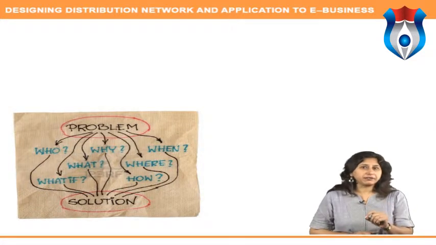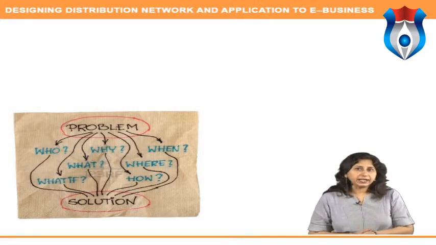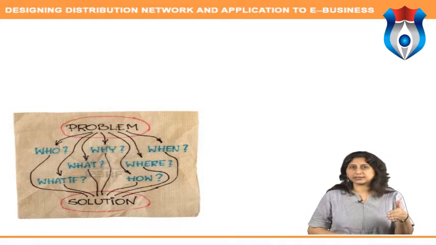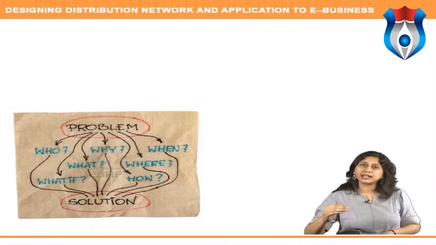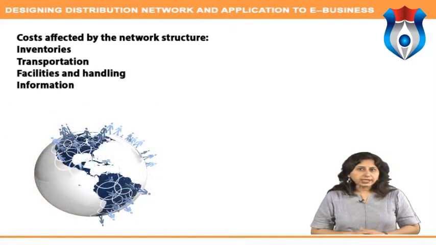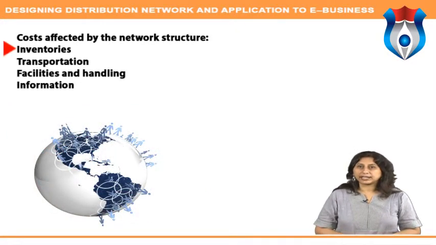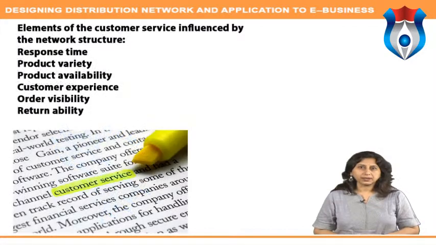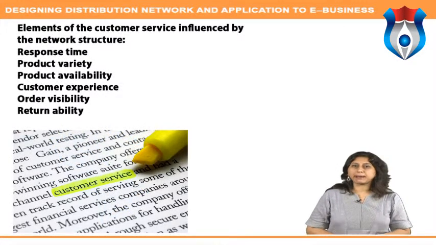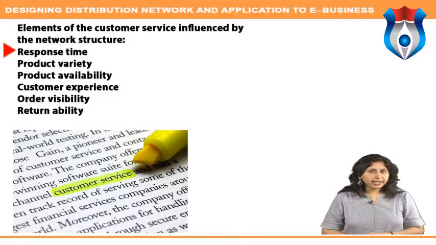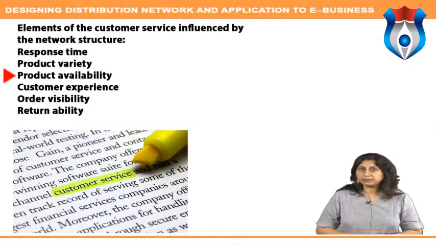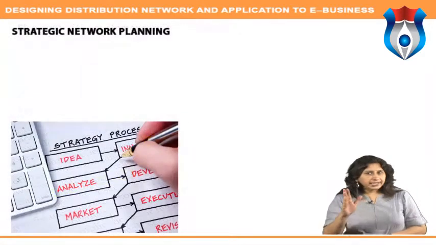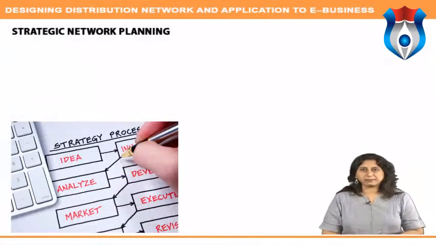The main factors influencing distribution network design can be divided into the following two main groups. The first one concerns the costs incurred, and the second one deals with the service level offered to the customer. Costs affected by the network structure are inventories, transportation, facilities and handling, information. Elements of the customer service influenced by the network structure are response time, product variety, product availability, customer experience, order visibility, return ability.